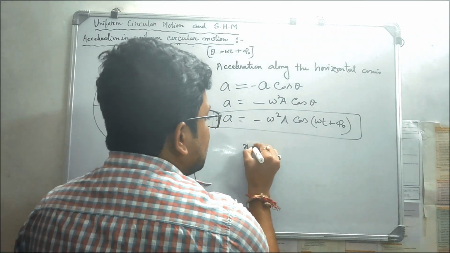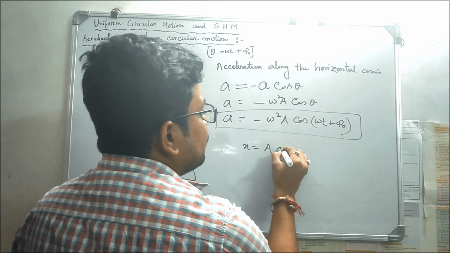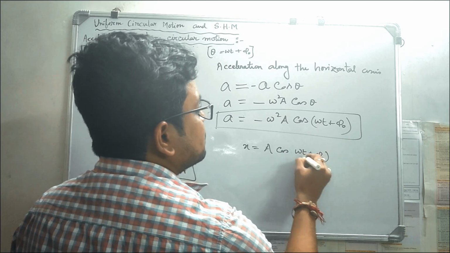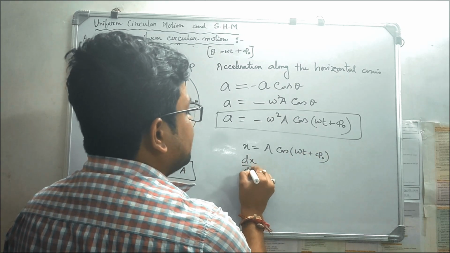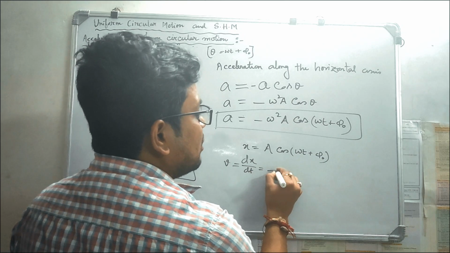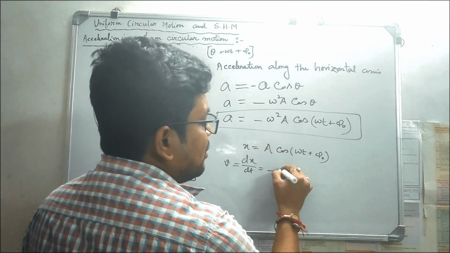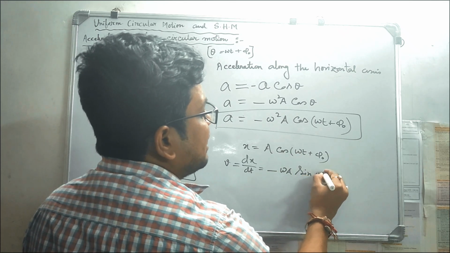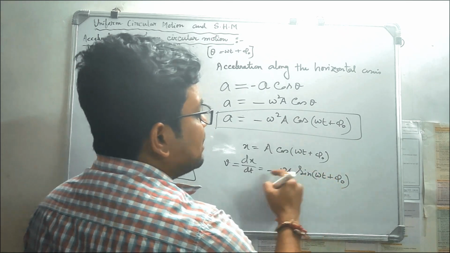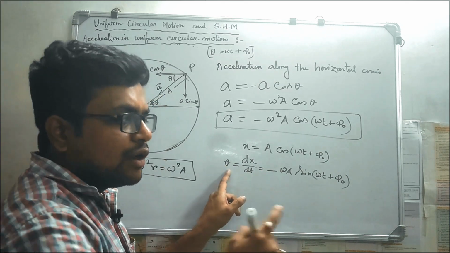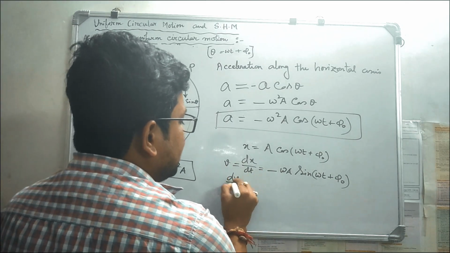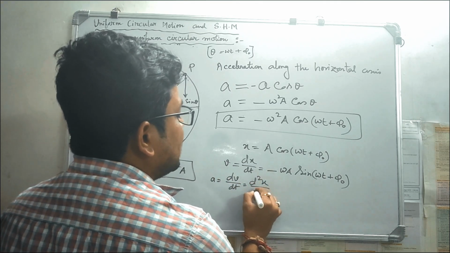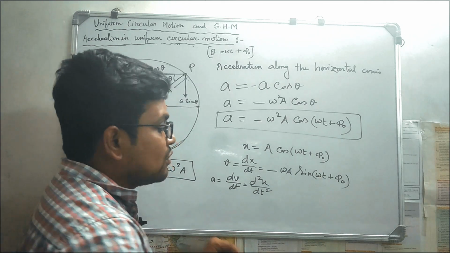Remember. So how to find this another way? Again, x equals A cos of omega t plus phi naught. When we differentiate with respect to time, we get the velocity, and the velocity we got last time has omega coming out with a minus sign, because the differentiation of cos is minus sin. So minus A omega sin of omega t plus phi naught was the expression for velocity. Now again we will differentiate dv by dt, which is called acceleration, or you can take the double derivative of displacement, also called acceleration.